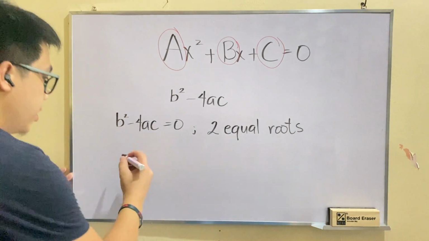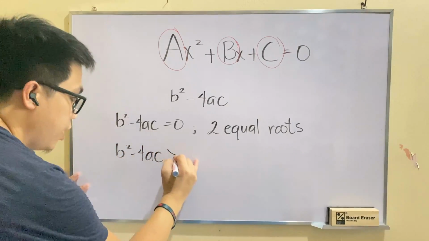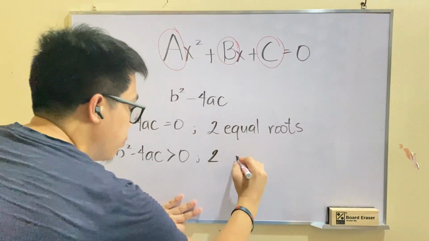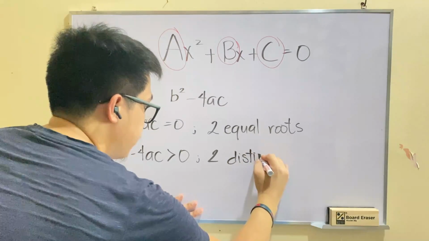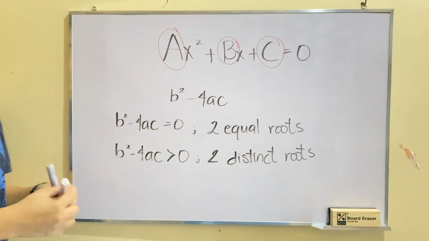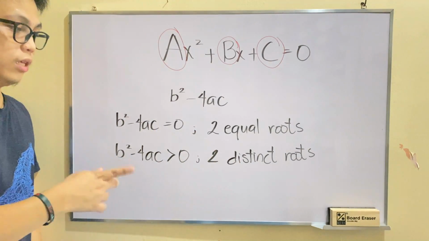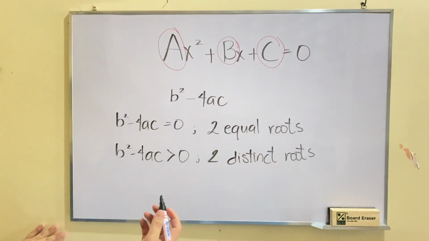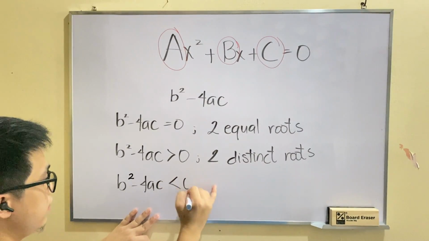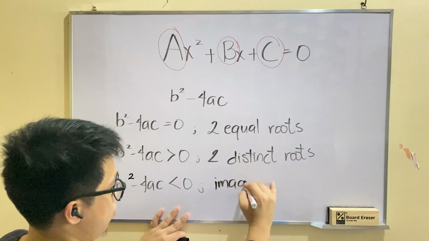Then, if ever na b squared minus 4ac is greater than 0, therefore, meron tayong 2 distinct roots. Ano ibig sabihin nun? 2 distinct roots, ibig sabihin, dalawang magkaibang numero. So, x sub 1 is not equal to x sub 2. Eh, paano naman kapag b squared minus 4ac is less than 0, therefore, meron tayong imaginary roots.